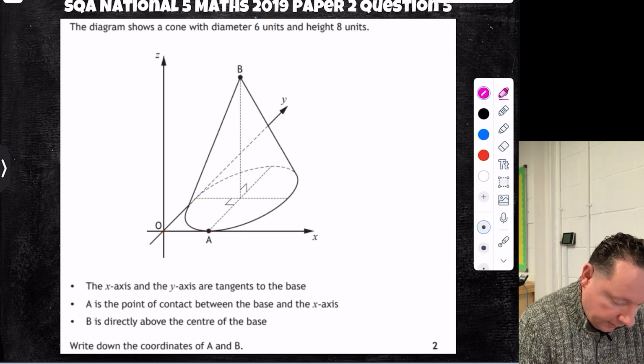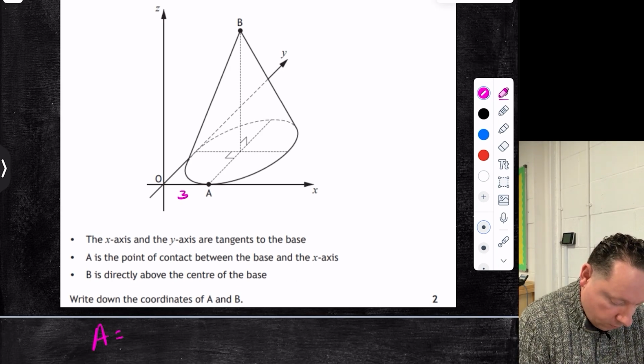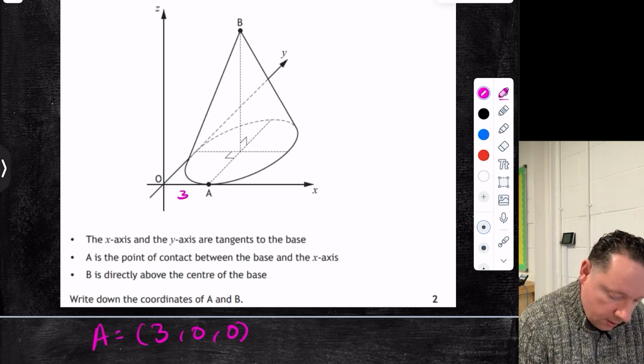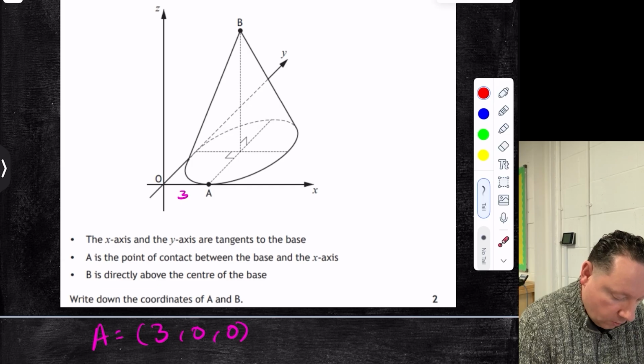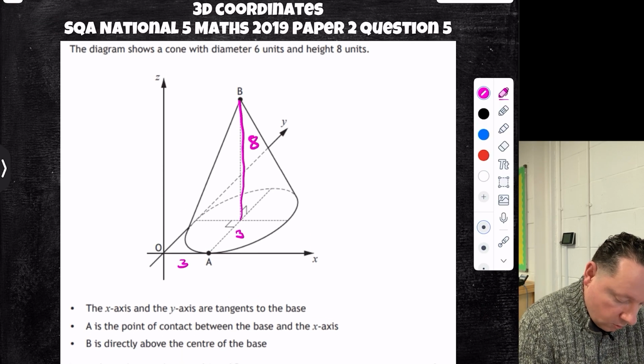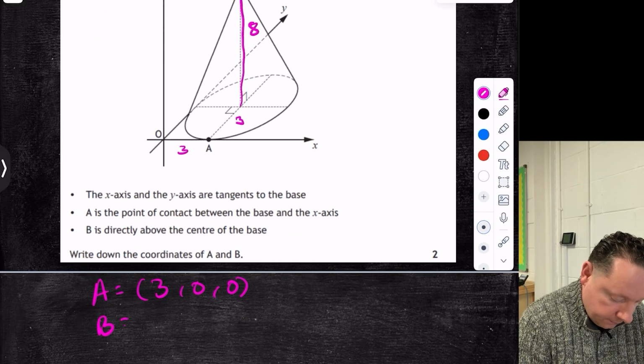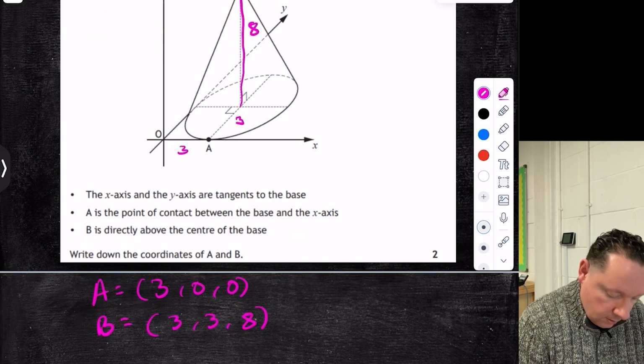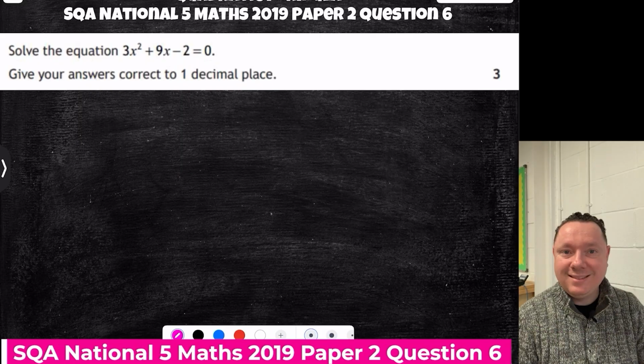I can just take a note of that here. That goes along 3. I go along 3. I don't go in and I don't go up. So it's 3, 0, 0. So straight away, A equals 3, 0, 0. Let's find B. B, I need to go along 3, in 3, because again, diameter 6. And then I need to climb up the whole height. Now the height is 8. So it's 3, 3, 8. And I'm done there.